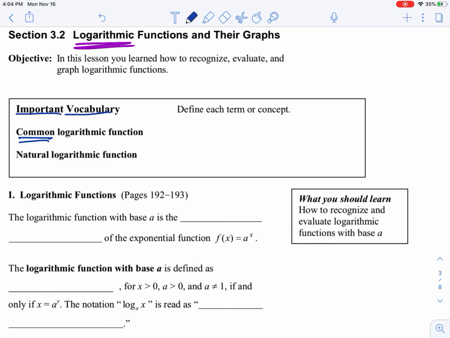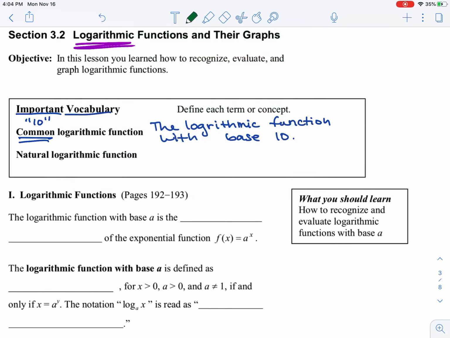A common logarithmic function is the logarithmic function with a base of 10. And that word common, basically you can interpret as 10, okay?